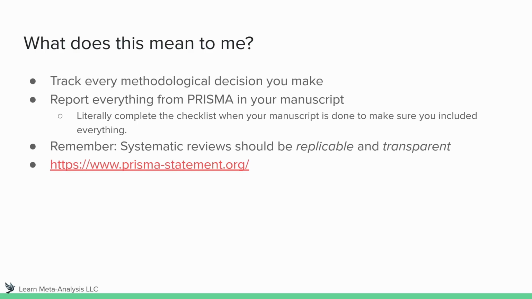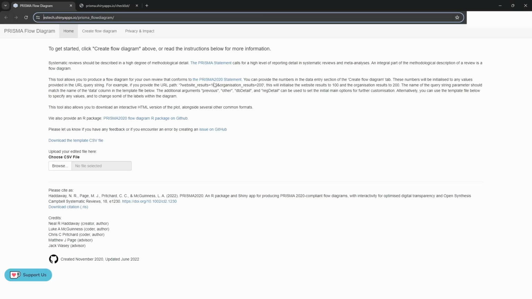Okay, so next I want to show you guys the two websites that I was referencing before, the one that helps you create the flowchart and the one that helps you create the checklist. This is the first website, and this is very easily found on the PRISMA webpage. If you go to the PRISMA Statement webpage, you can easily find links to their Shiny applications, which are just online applications that help you create the flowchart and the checklist.